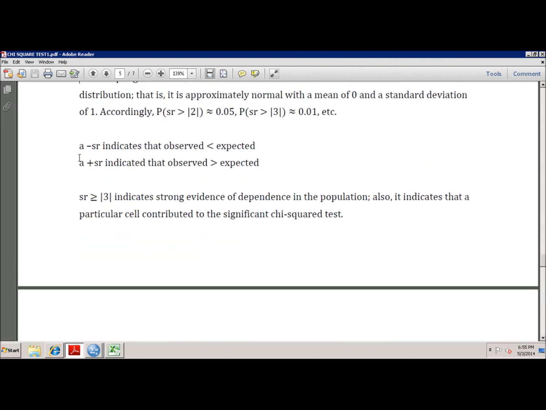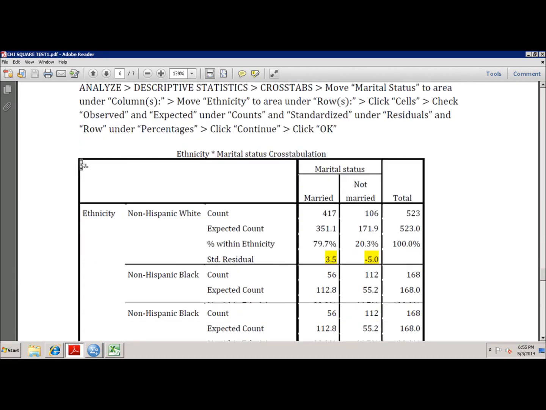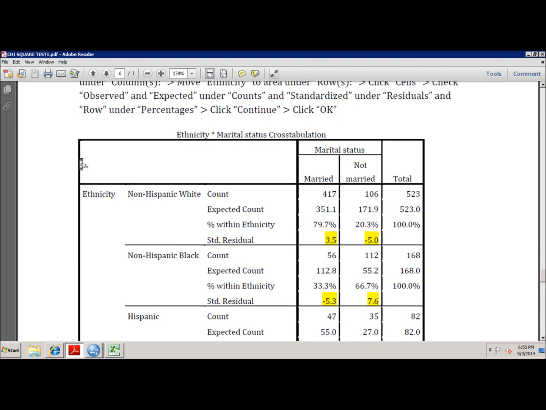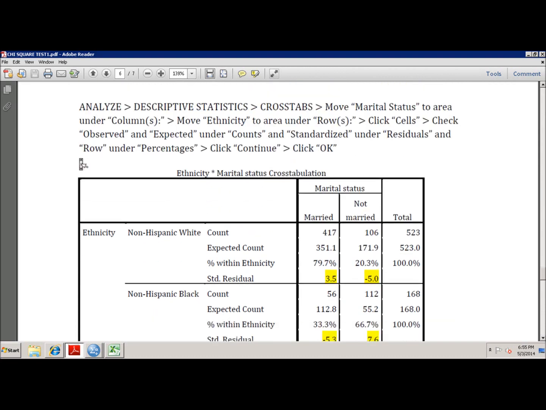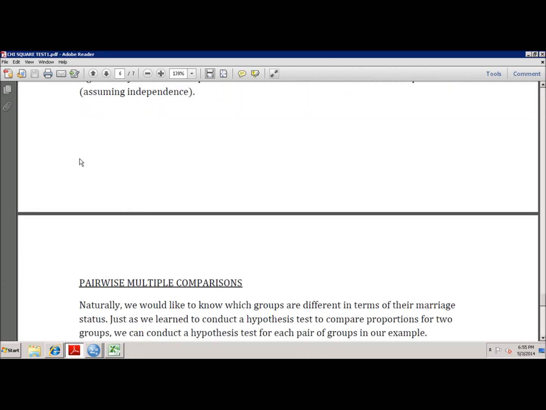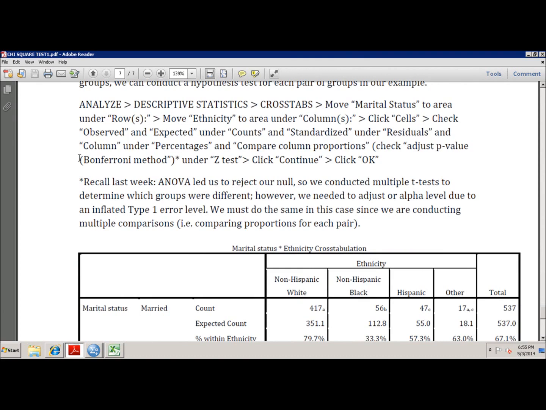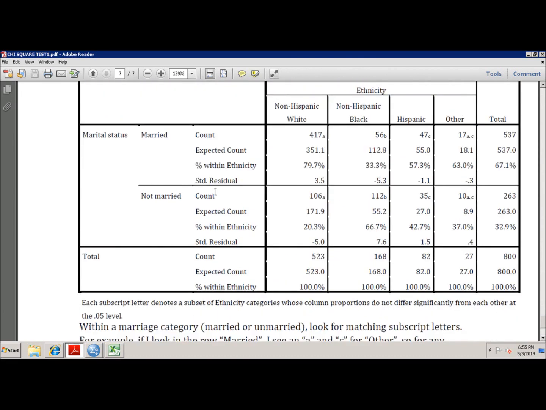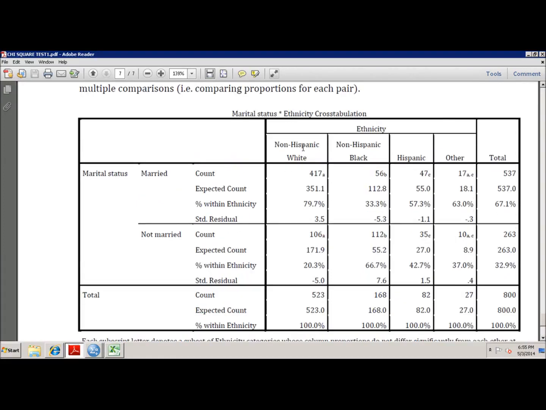And another thing that we can do in addition to residual analysis is do a pairwise comparison. Recall in the beginning of this lab we did a test of proportions. That's what a pairwise comparison will do. It will do a test of proportions for every pair. So non-Hispanic white versus non-Hispanic black, Hispanic versus non-Hispanic white, other versus Hispanic, etc.